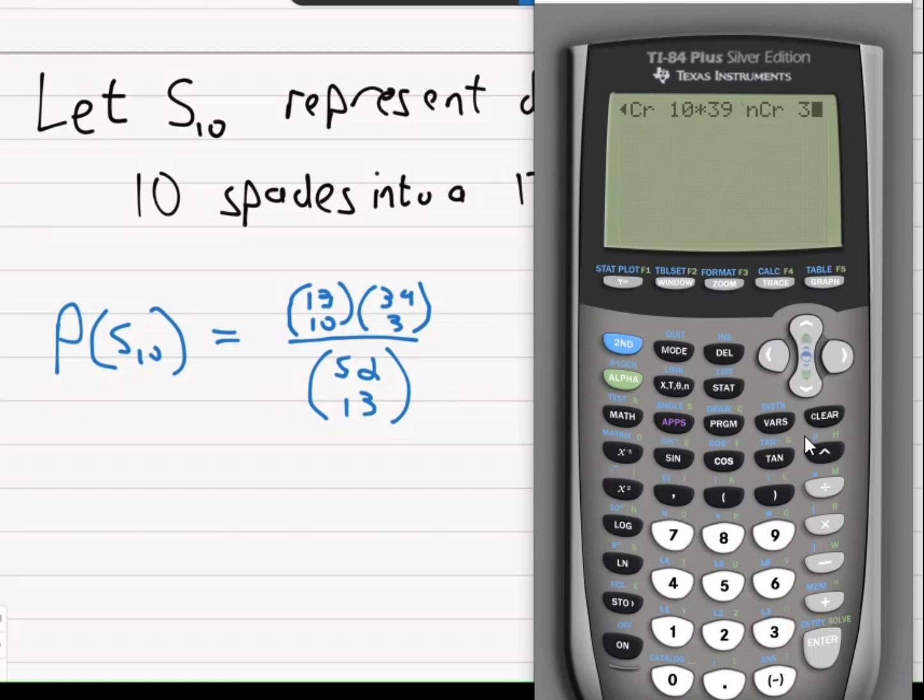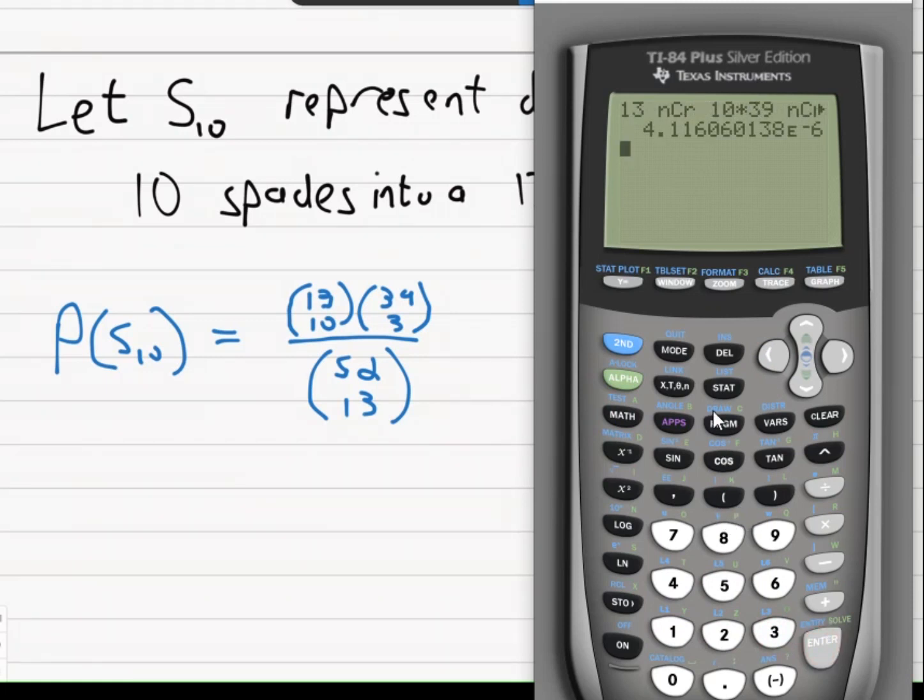And it's like there's imaginary parentheses around this whole thing. It's not going to multiply the 10 times the 39. It's going to do the 13 choose 10 times the 39 choose 3. And then I can divide this by 52 choose 13.